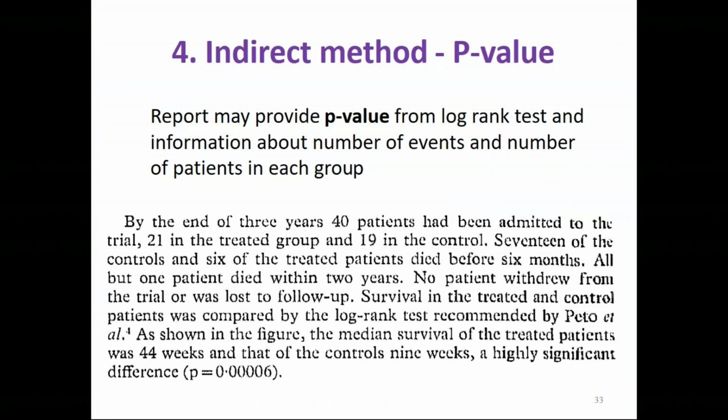So the fourth method that I'm going to talk about is an indirect method using information that's presented on the log rank test p-value and information about number of events and number of patients in each group if that's given. So here's an example of results from a trial where they refer to the number of patients in the treated group as 21 and 19 in the control group, with a p-value right at the bottom of 0.00006.